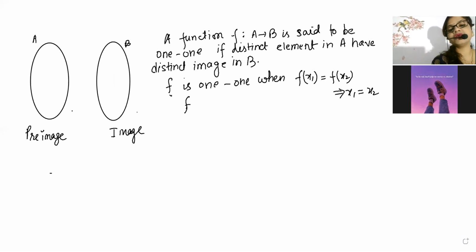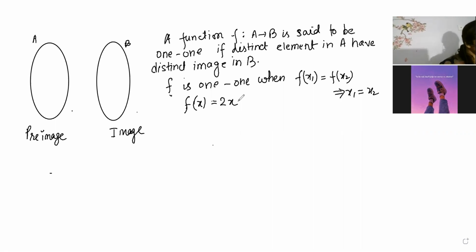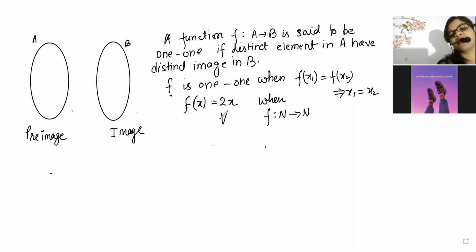So now we will see one function. Let f of x is equal to 2x. One simple example we have taken, nothing more. The function is f from N to N. This means the domain is the set of natural numbers, and the codomain is also the set of natural numbers. So f of x is equal to 2x for all x belonging to the set of natural numbers.